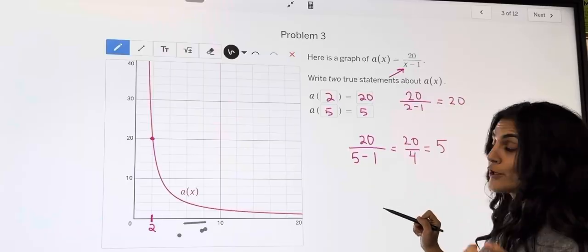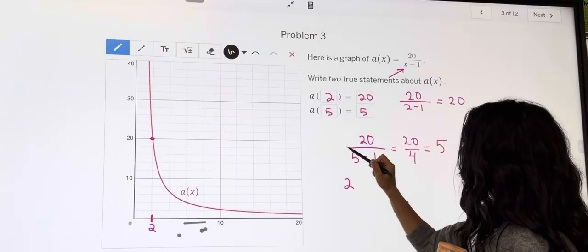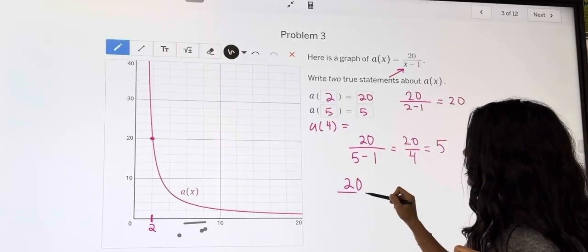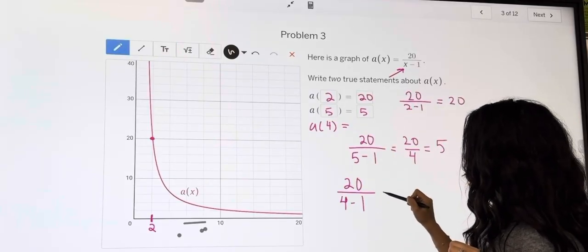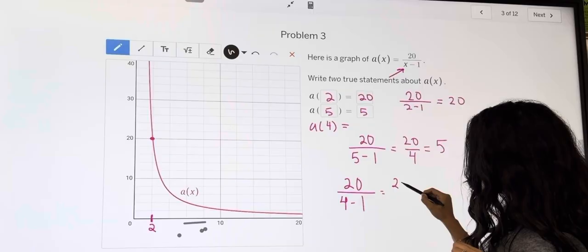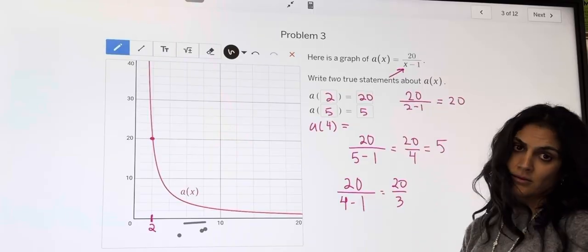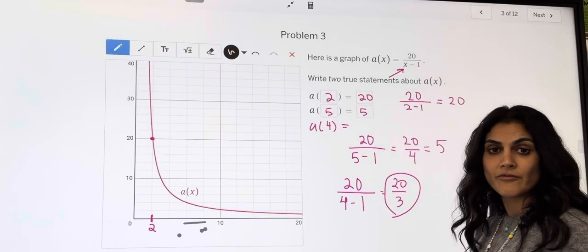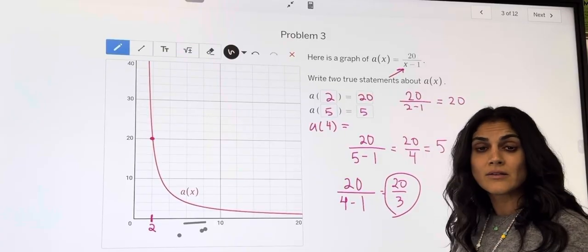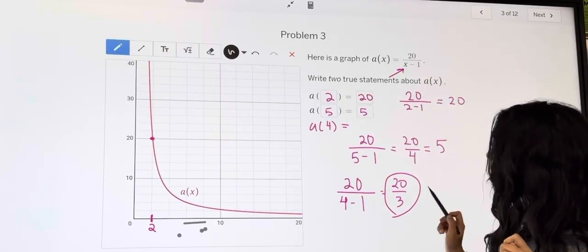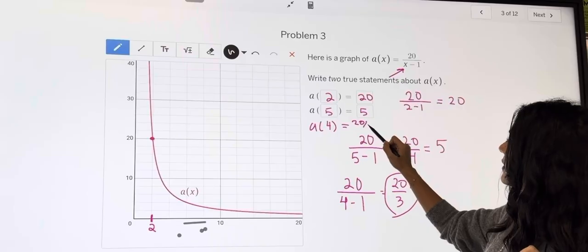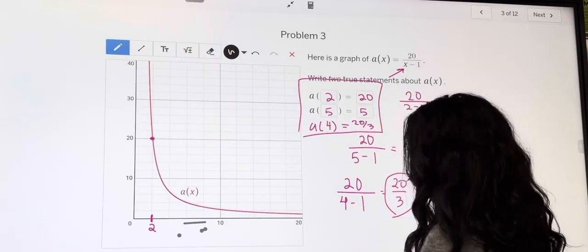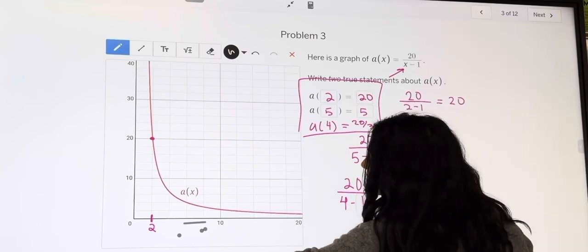But it could have been ugly, and that would be fine too. Like if I had plugged in 4, A of 4, I would get 20 divided by 4 minus 1, which is 20 divided by 3. That's what it is, all right? Can't really reduce that further. I could punch it into the calculator and get a decimal, and I don't like that. So I would keep this one 20 over 3. Possibilities, you guys, right here are endless, all right? Let's see what's next.